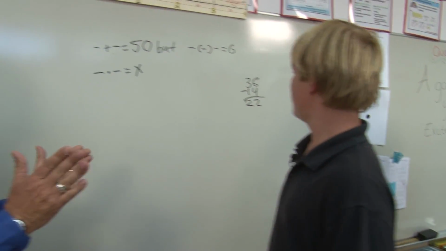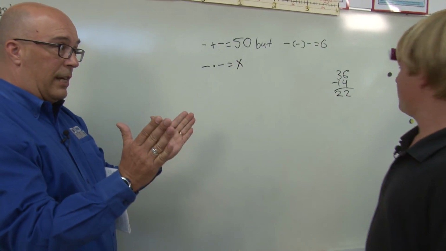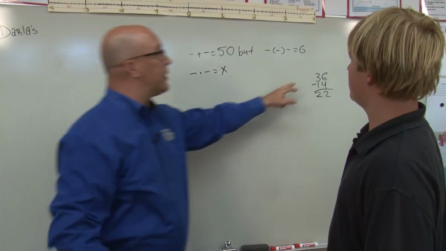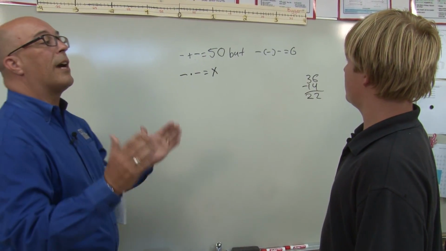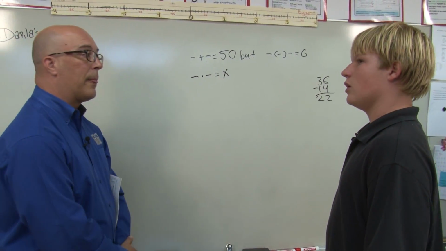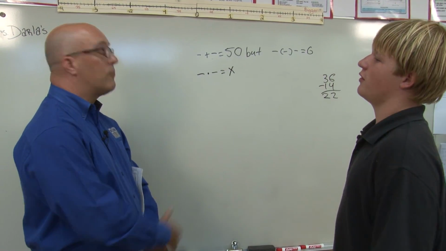Now here's a clue. 36 and 14 are pretty far apart, and you got 22. So you want to narrow that. So should the numbers get farther apart or closer together? Closer together. So instead of 36 and 14, what two numbers would you like to try that are closer together? 26 plus 24. Try that.